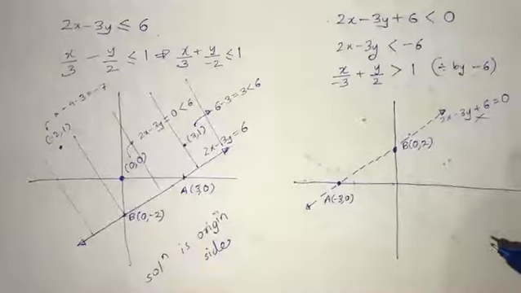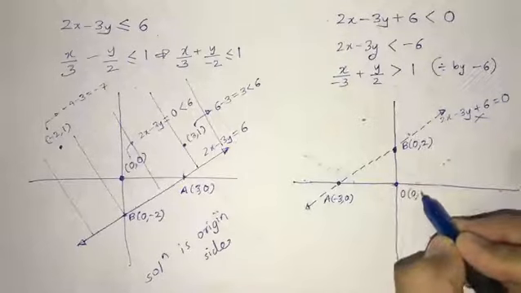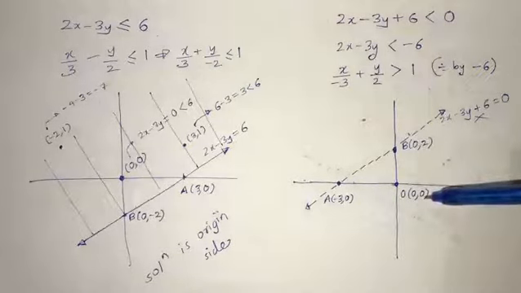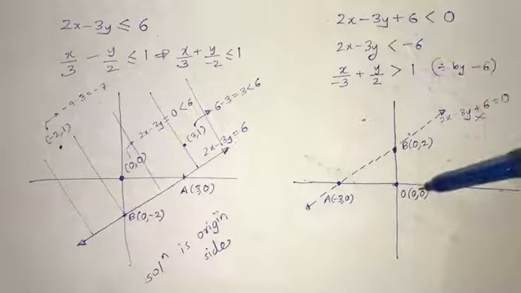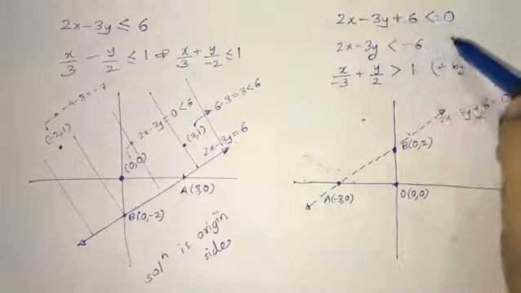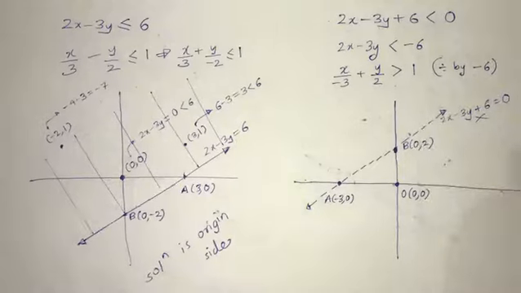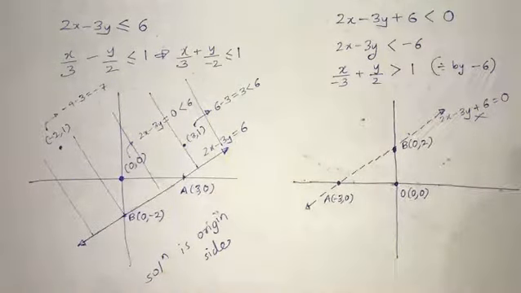And what we are going to do is use the origin as the test point. When I take the origin and put it in the inequality, whichever inequality, if you put it in the first one, before simplification, if you put 0 and 0 here, you get 6 less than 0. 6 less than 0 is false. The origin does not satisfy the inequality. So any point around the origin will not satisfy the inequality.